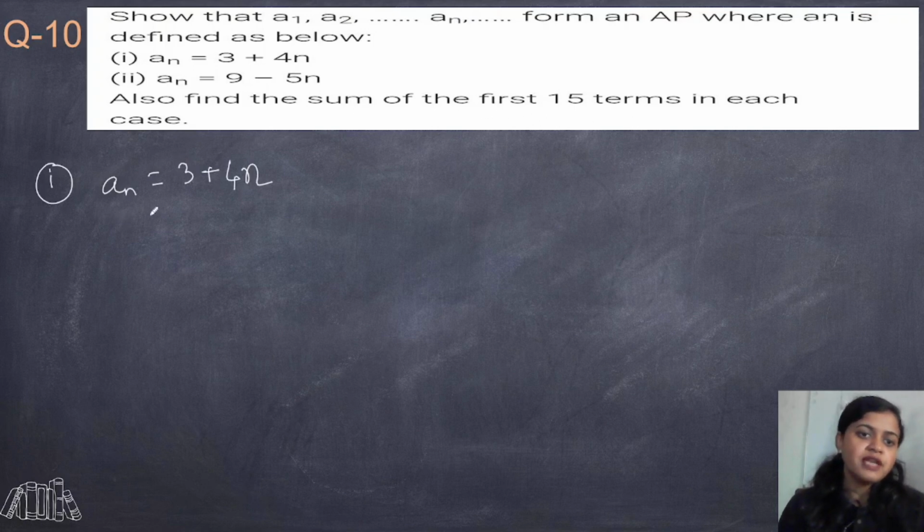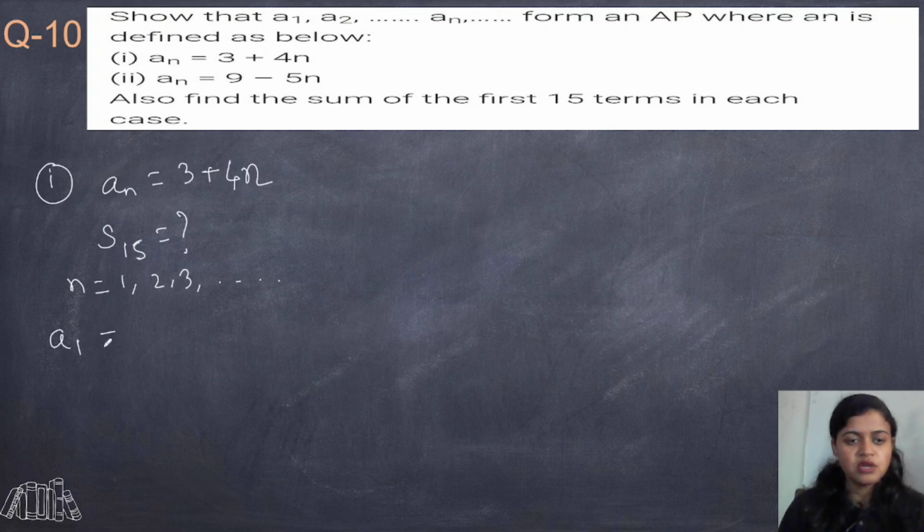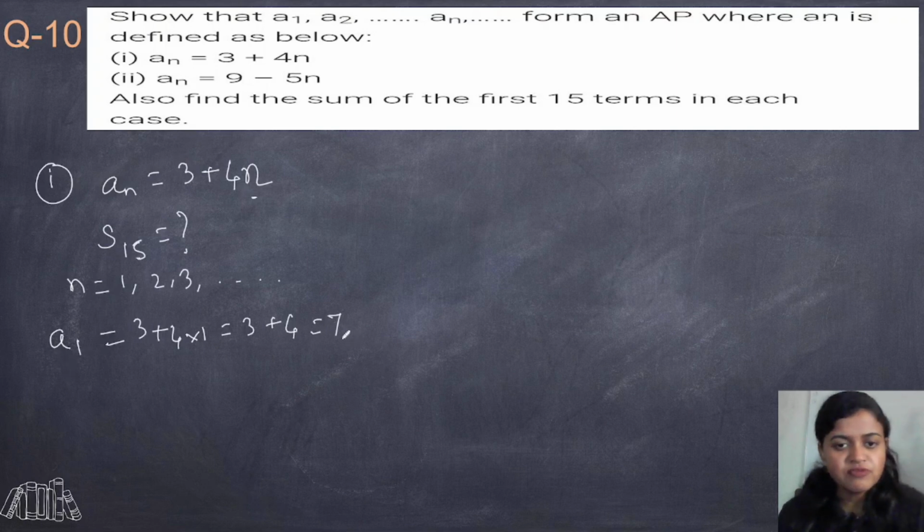So it means you have to find S15. Okay, so AN equals 3 plus 4n. If I put n equals 1, 2, 3 and so on, we'll get the values of A1, A2, A3. So if I put n equals 1, we are going to find A1. So A1 means we put 1 here: 3 plus 4 into 1, that is 3 plus 4. Right? So A1 means 7.